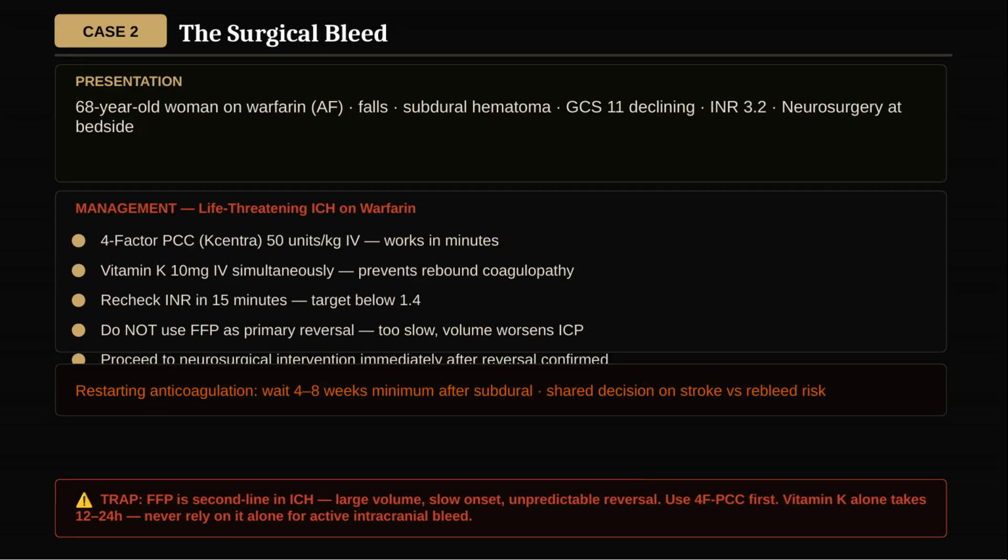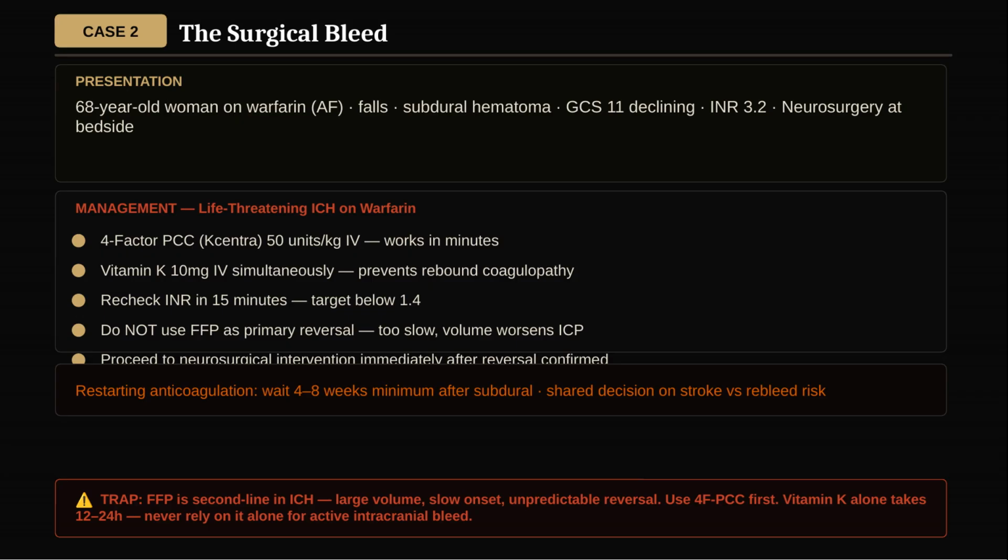A 68-year-old woman on warfarin for atrial fibrillation falls and sustains a subdural hematoma. GCS is 11. INR is 3.2. This is life-threatening intracranial bleeding on anticoagulation. Do not wait. Give 4-factor PCC immediately, 50 units per kilogram, plus vitamin K, 10 milligrams IV. Recheck INR in 15 minutes, target below 1.4. Neurosurgery is already at the bedside.